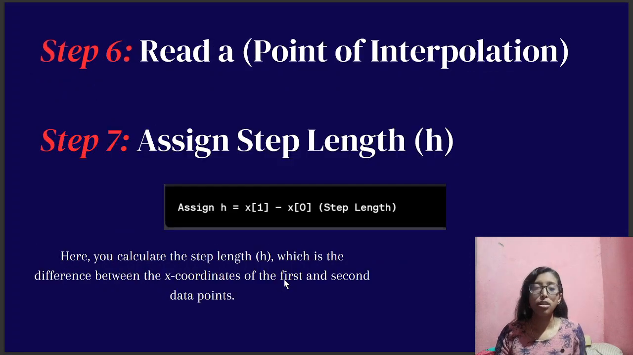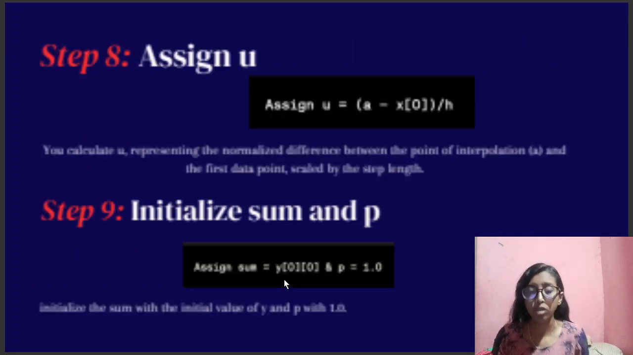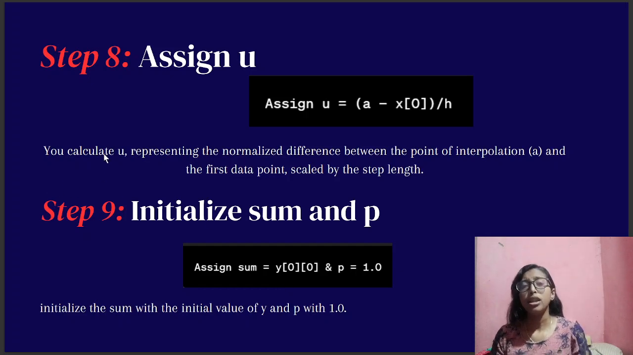Now going to the next step, the sixth step is to read a, that is the point of interpolation. Earlier we found the value of step length h, and now we are finding the value of a, the point of interpolation which is required to solve this method. Now the seventh step is to assign the step length. In the fifth step we found the value of step length h. So now step 7 represents that we have to assign the value of h in our particular calculation or solution.